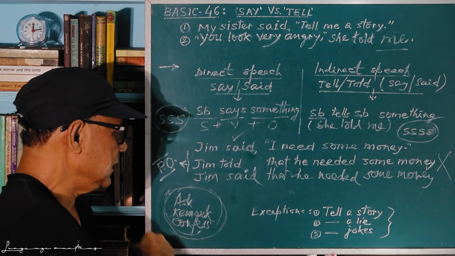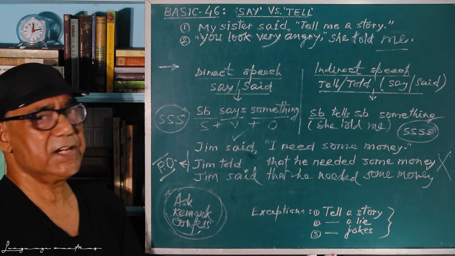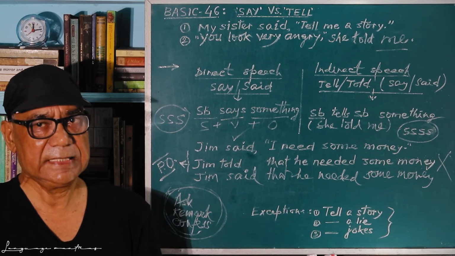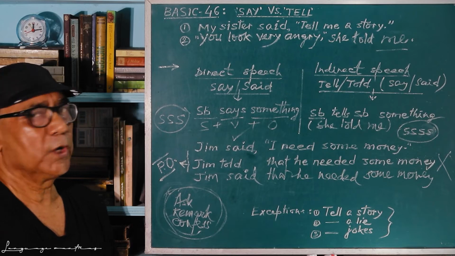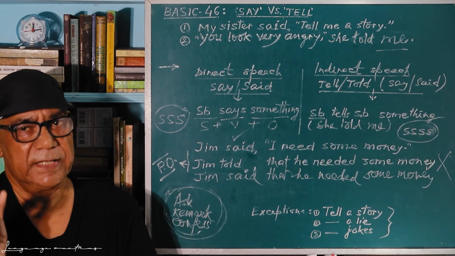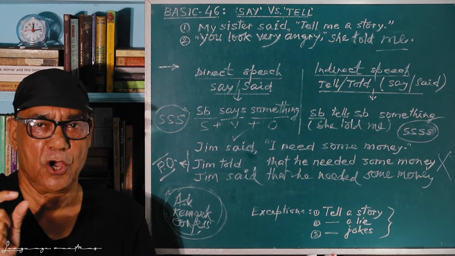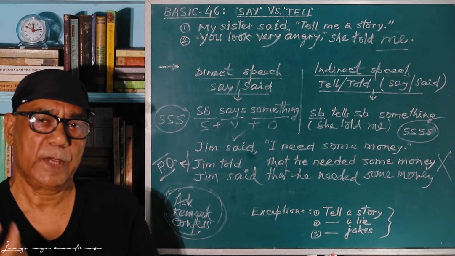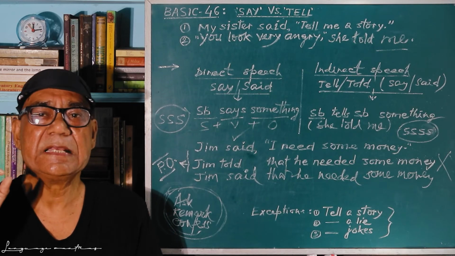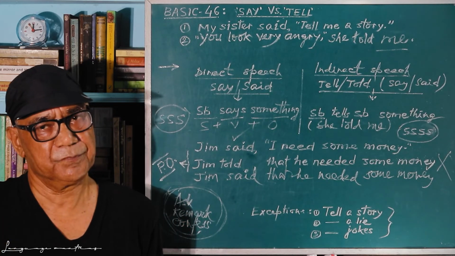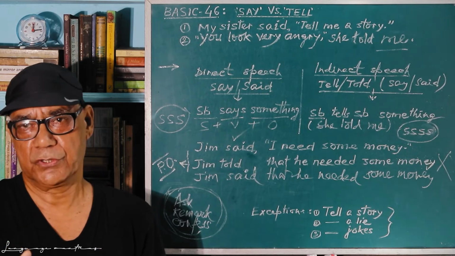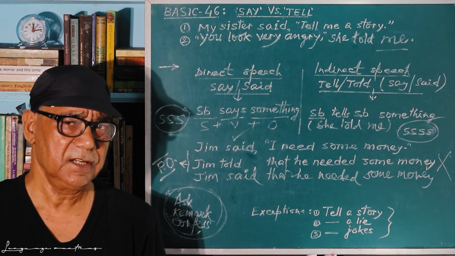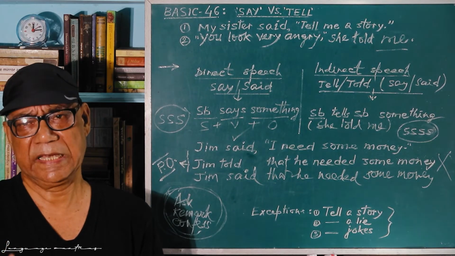Then come to another option. Jim said that he needed some money. This is absolutely right. So you have to see whether a personal object is there or not. If there is a personal object, you can use told, you can use tell, you can use will tell, no problem. Tell verb always requires a personal object. Is there any exception? Yeah, maybe two or three cases are there.